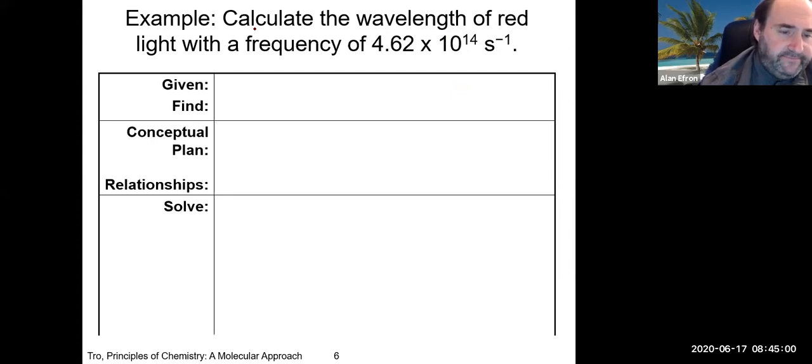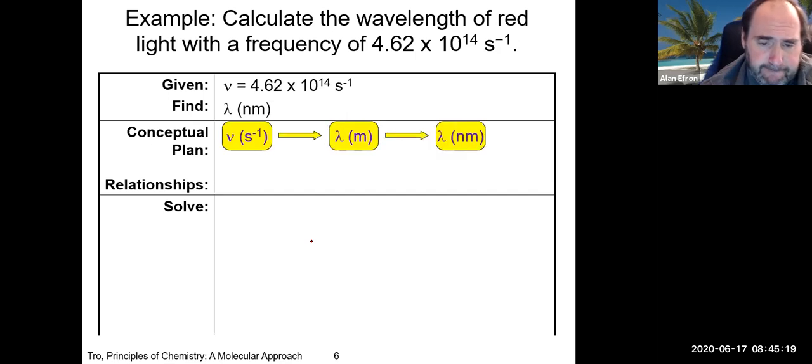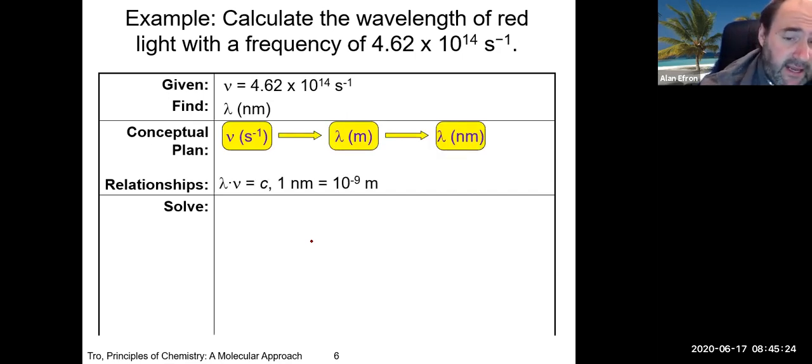Calculate the wavelength of red light with a frequency of 4.62 times 10 to the 14. Why don't you take a second or two and give that a go, and then we'll talk about it. If you want, you could calculate it in nanometers. It doesn't say to, but why don't you calculate it in nanometers? And here's the conversion for nanometers if you need.